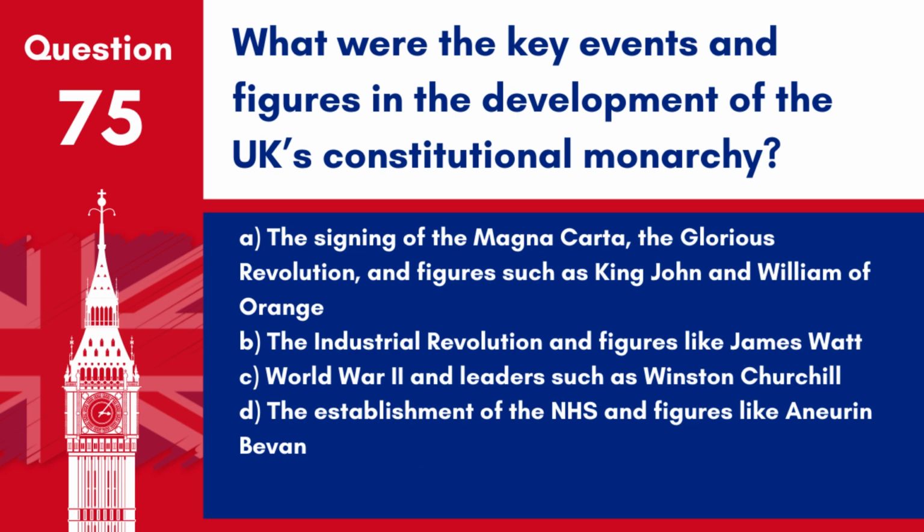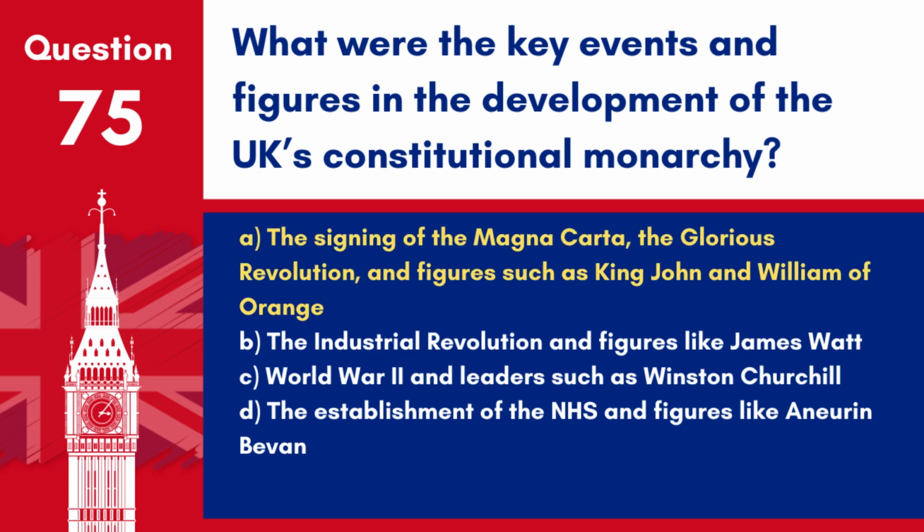Question 75. What were the key events and figures in the development of the UK's constitutional monarchy? A. The signing of the Magna Carta, the Glorious Revolution, and figures such as King John and William of Orange. B. The Industrial Revolution and figures like James Watt. C. World War II and leaders such as Winston Churchill. D. The establishment of the NHS and figures like Aneurin Bevan.